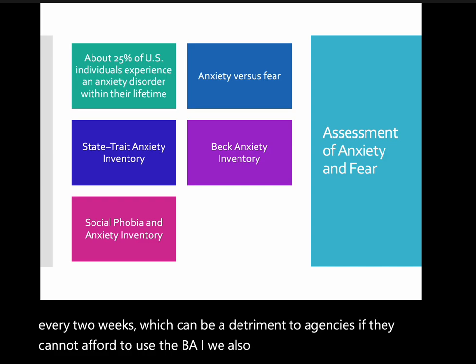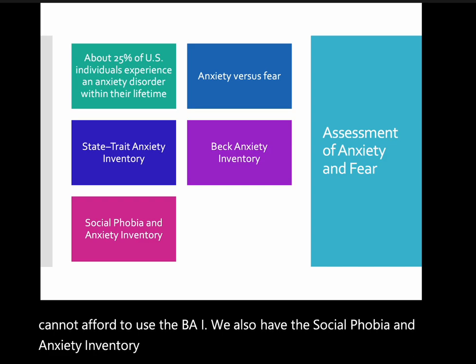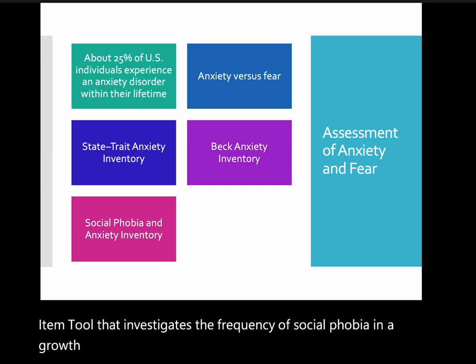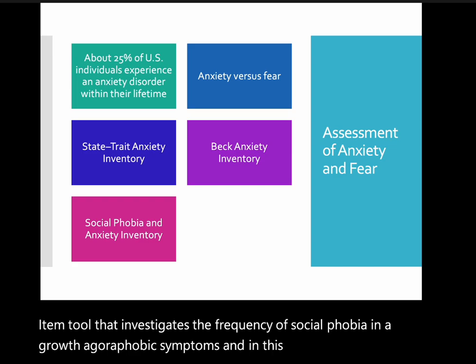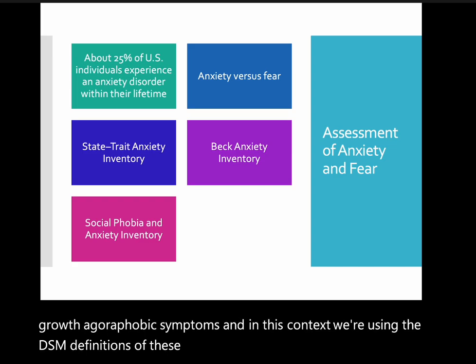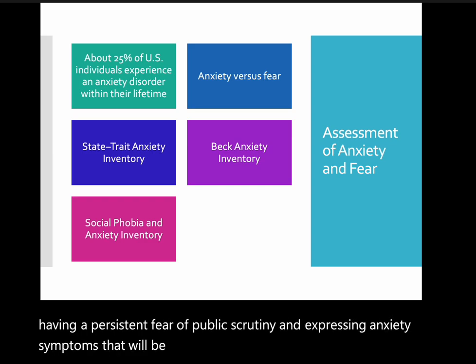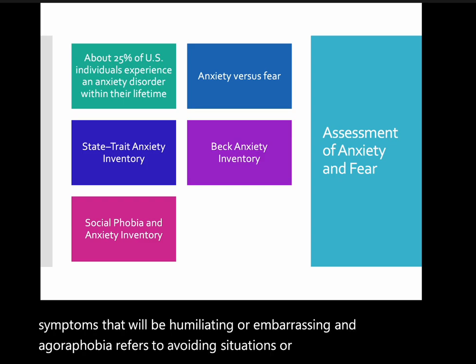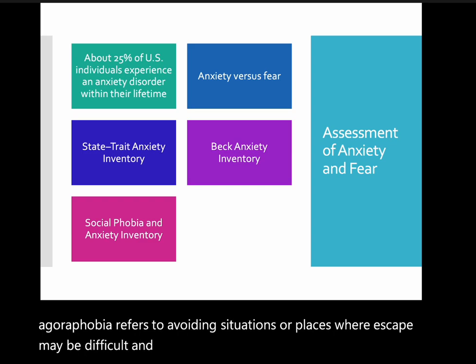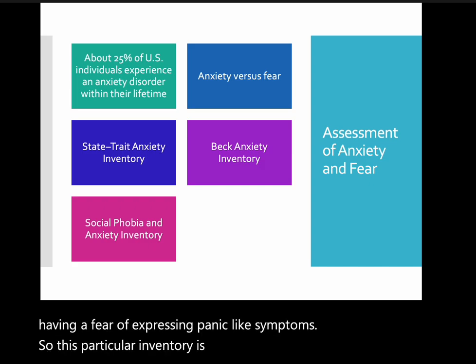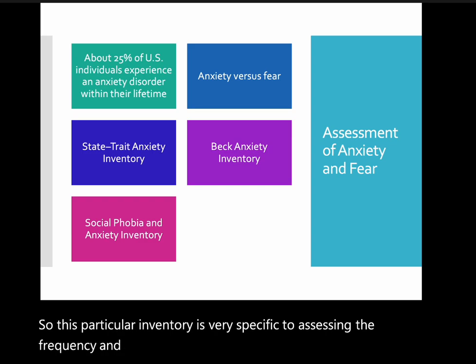We also have the Social Phobia and Anxiety Inventory, which is a 45-item tool that investigates the frequency of social phobia and agoraphobic symptoms. And in this context, we're using the DSM definitions of these terms. So, social phobia is defined as having a persistent fear of public scrutiny and expressing anxiety symptoms that will be humiliating or embarrassing. And agoraphobia refers to avoiding situations or places where escape may be difficult and having a fear of expressing panic-like symptoms.